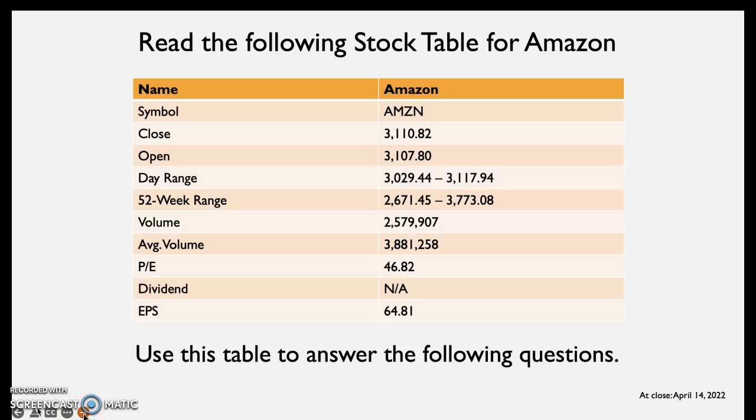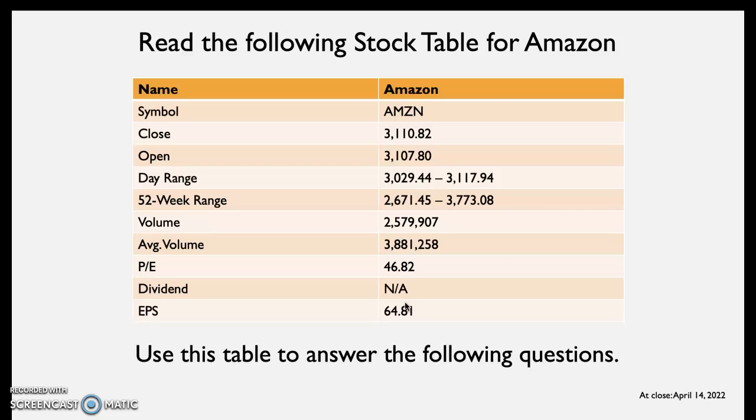Okay, so a stock table. Now, this stock table was at the close of April 14th for 2022. You can see this is a stock table for Amazon. We're shown the ticker symbol at the top, the close, the open. Again, these are for the closed date of April 14th. It gives you the day range, the 52-week range, the average volume, the daily volume, the price earning ratio, and the earning per share. Notice the dividend is not available, meaning they're either not paying out or who knows what.